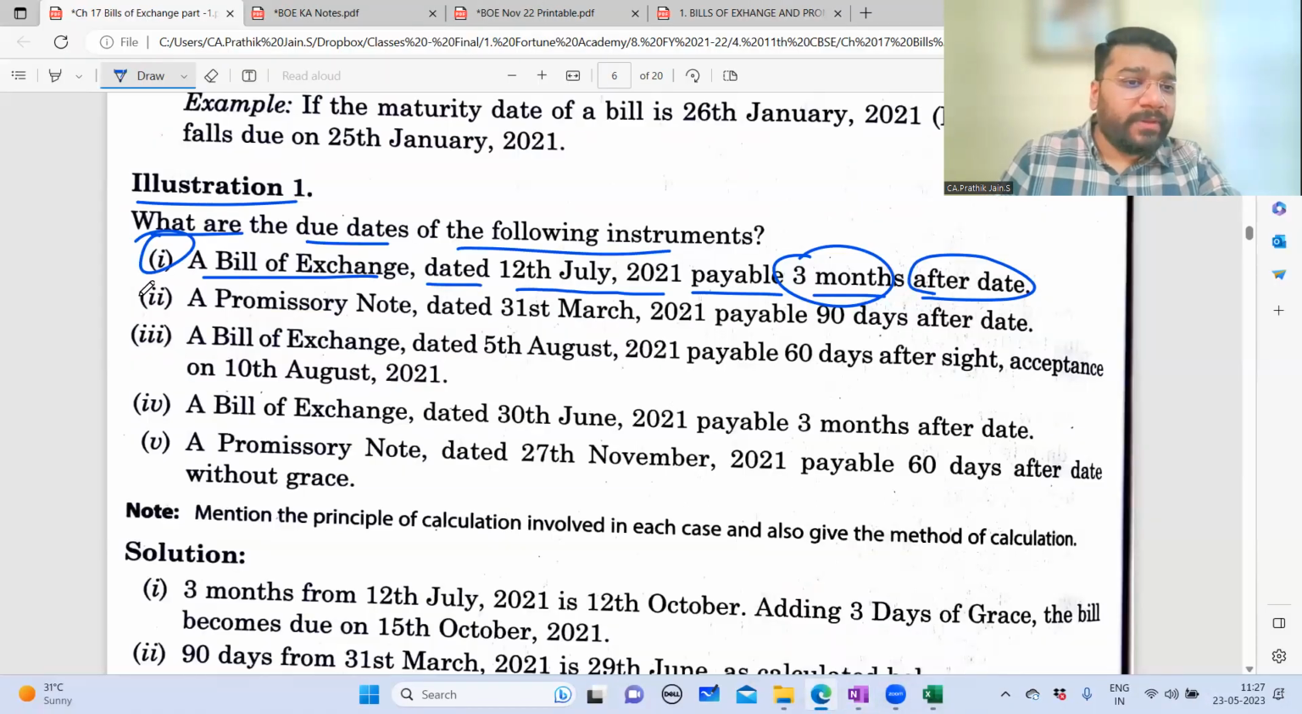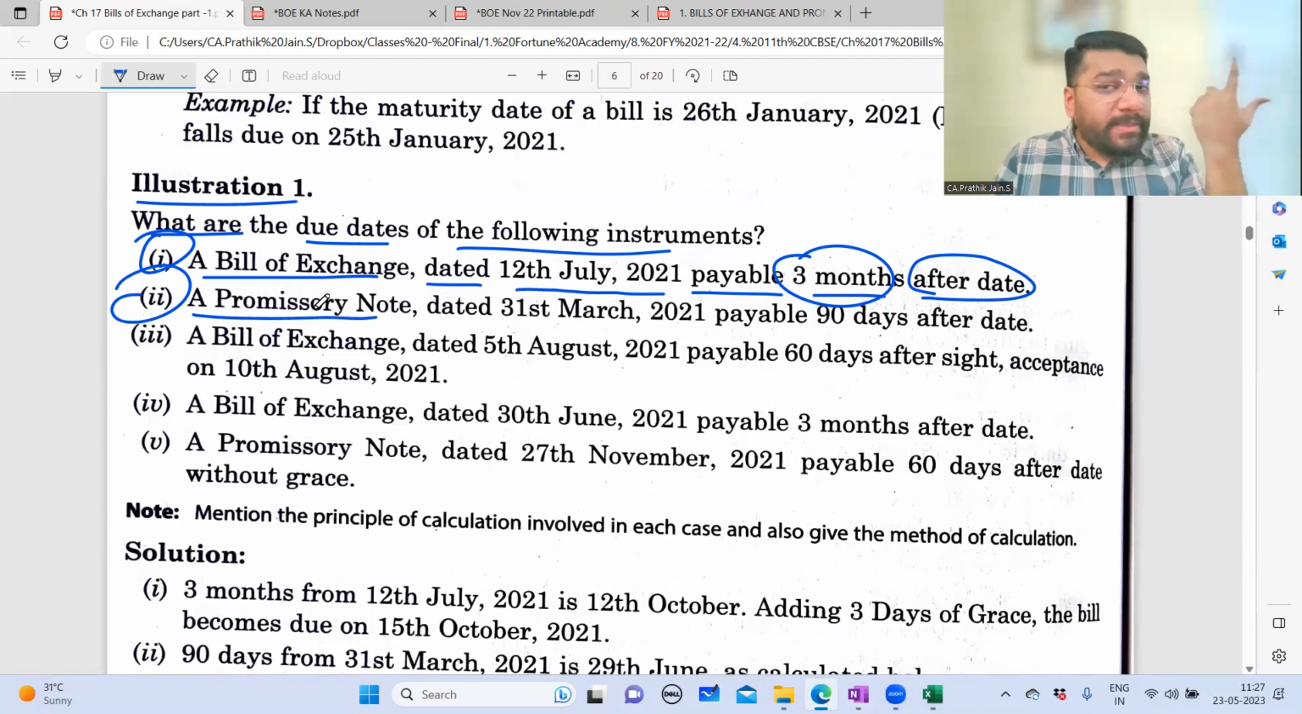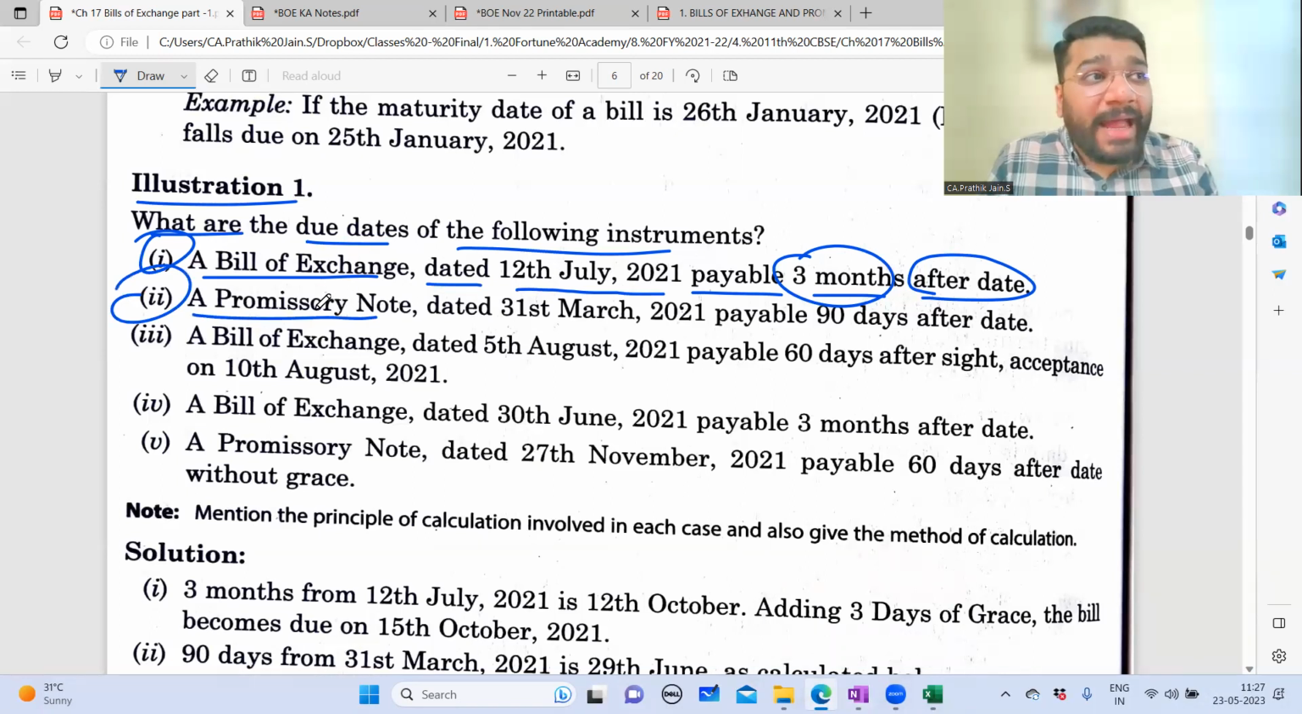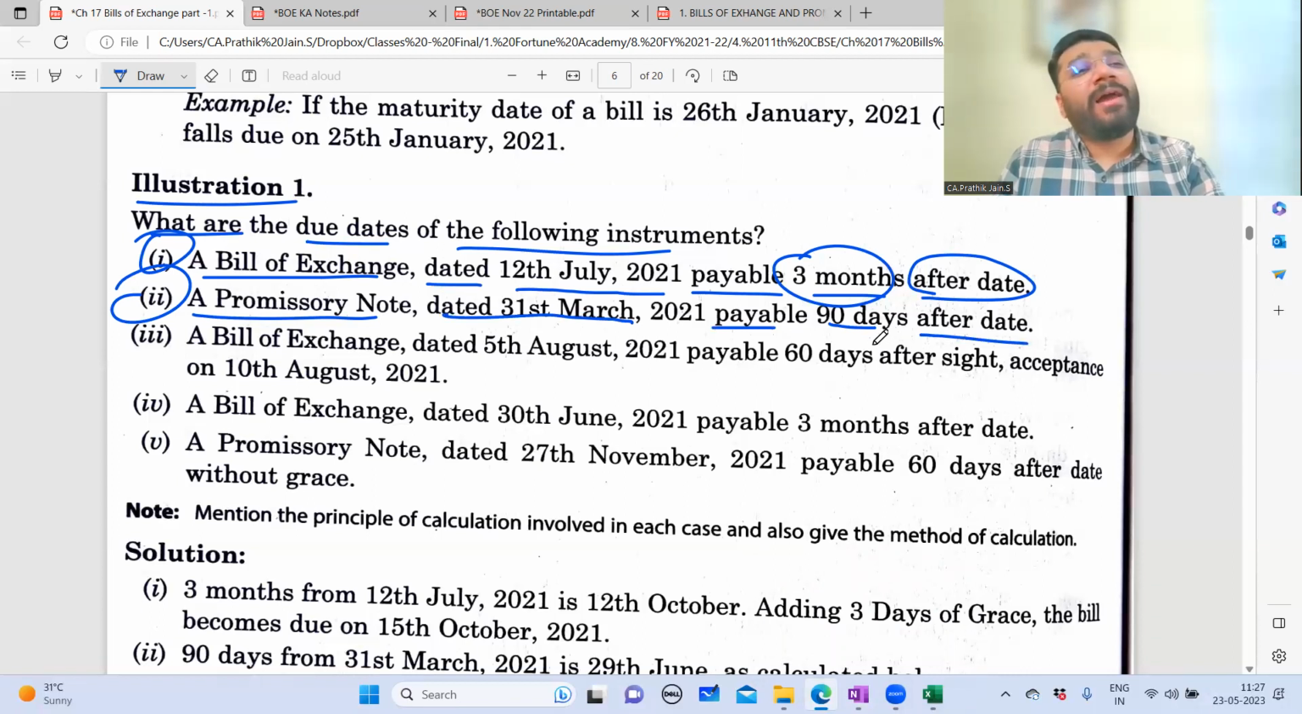Next one. Second document. A promissory note. Now it is a promissory note. Who prepares the promissory note? Acceptance is required? Not required. Only people not responding. Nobody is responding. Now, a promissory note dated 31st March 2021, payable 90 days after date. Now, guys, whenever the month is given, you will have a gala time to calculate. You will have problem only when the days is given. You have to be very, very careful.